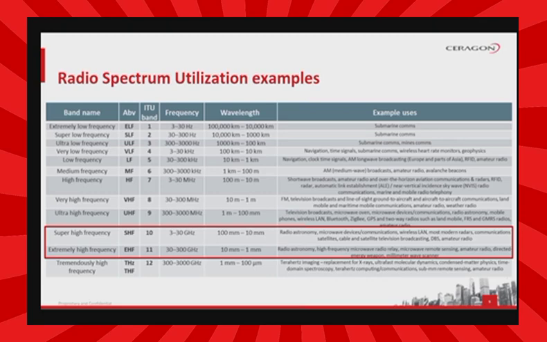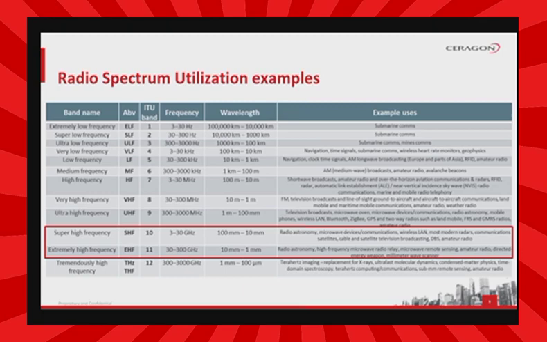Low frequency, LF, or ITU band number 5, has a span from 30 to 300 kHz, a wavelength from 10 to 1 kilometer and is used for navigation, clock time signals, AM long-wave broadcasting, Europe and parts of Asia, RFID, amateur radio. Medium frequency, MF, or ITU band number 6, has a span from 300 to 3,000 kHz, a wavelength from 1 kilometer to 100 meters and is used for AM, medium wave, broadcasts, amateur radio, avalanche beacons.